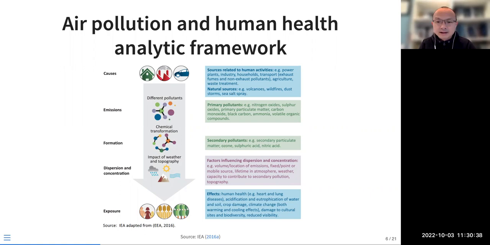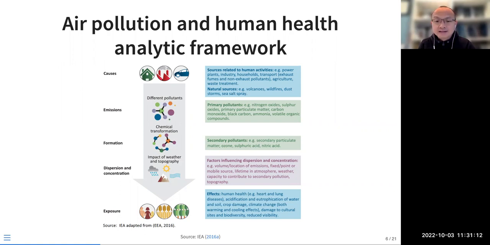Weather, capacity to contribute to secondary pollution, topography, those are important factors. And even wind can contribute. When wind blows, it blows away the air pollutants, and that's why air pollution in big cities is very often connected to all these different factors.